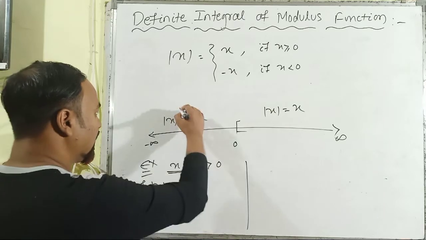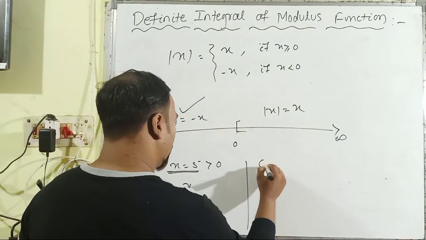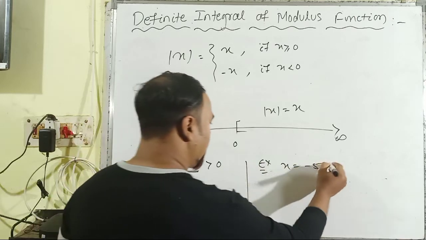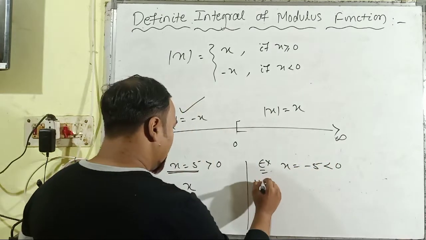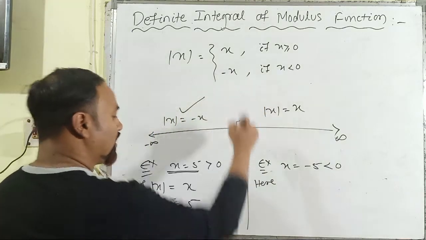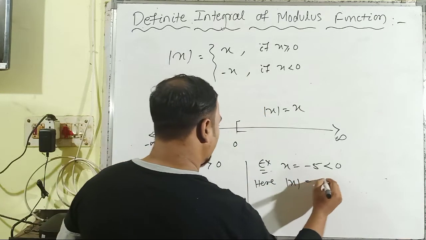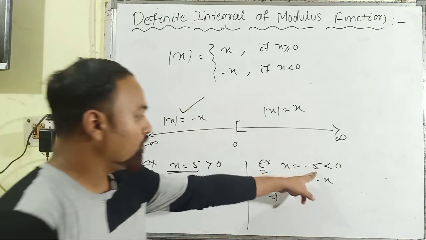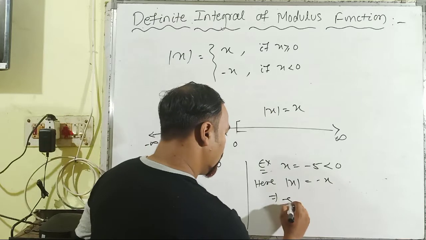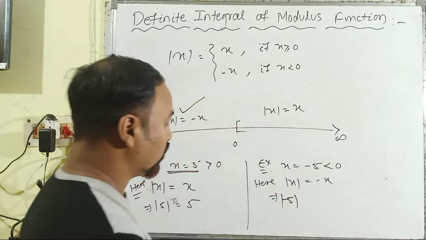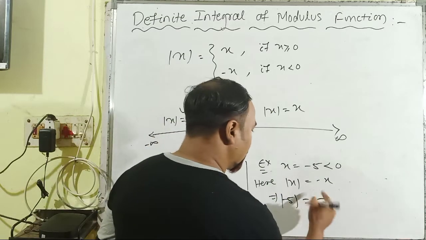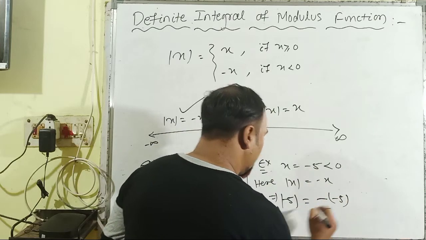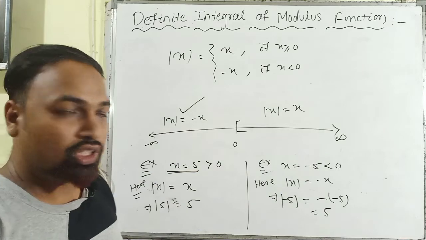But in the case of the second interval, the negative interval, let us take x is equal to minus 5, and you can see that minus 5 is less than 0. In this case, the second case is applied. That means modulus of x can be defined as minus x. And here we have taken minus 5 in place of x. So modulus of minus 5 is minus, in place of x we have to write minus 5. So this is the process of how we can define the modulus of a function.